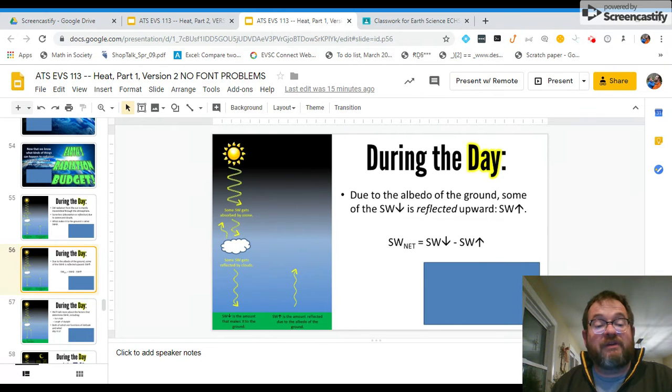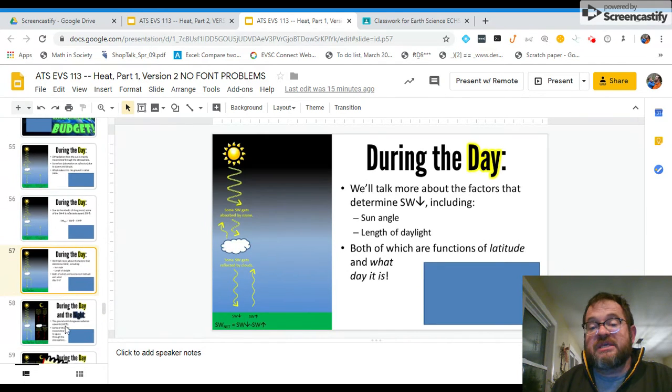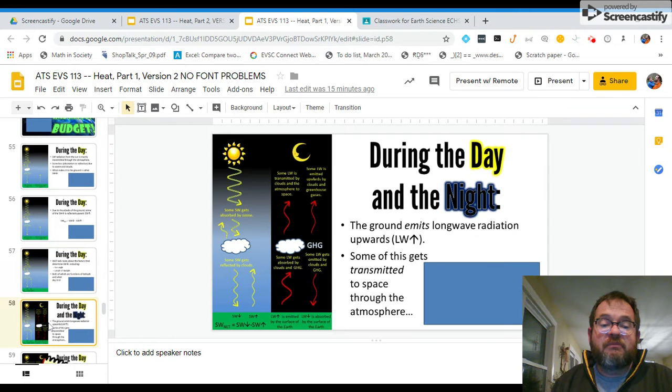And the difference between the shortwave down and the shortwave up is how much radiation the ground absorbed from the sun. Now, this is a complicated business as to how much of that shortwave radiation will get absorbed. It has to do with length of sunlight and sun angle and so on. We'll talk more about that later.